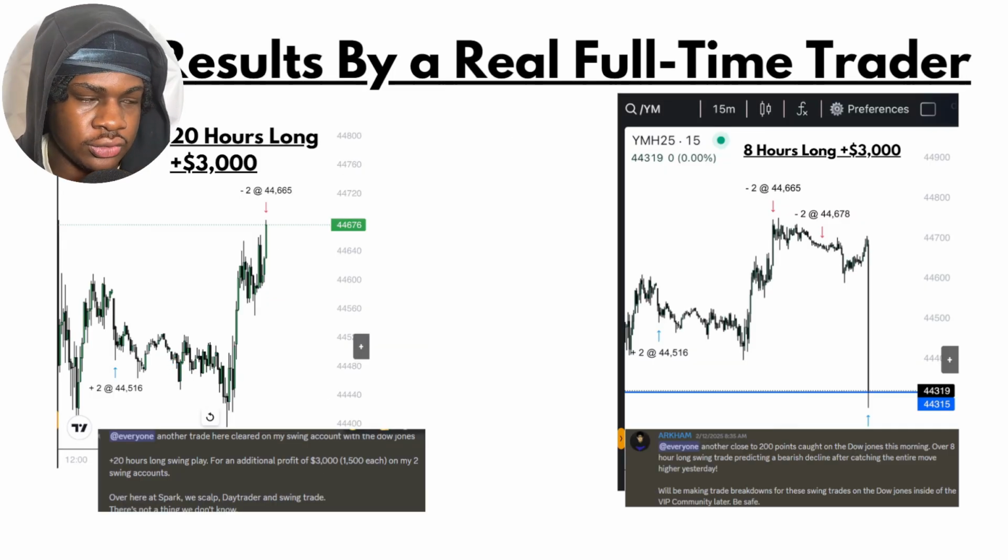Obviously, these are the 2 trades that we took right here. This first trade was about a 20-hour long swing trade, which made us a little over $3,000. Taking our long position here, we called it out within the Discord.